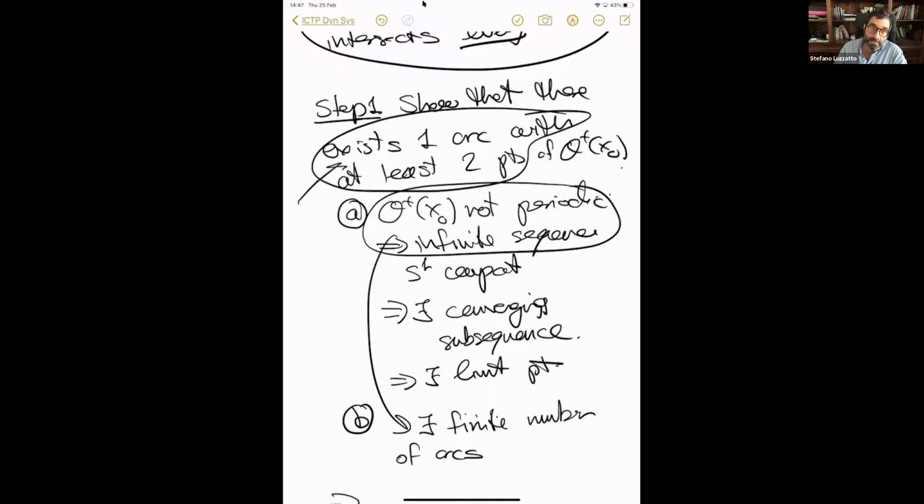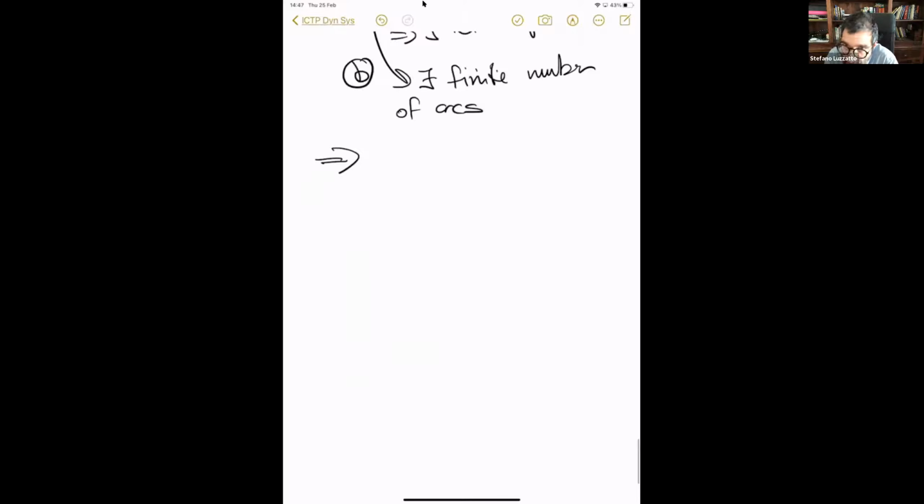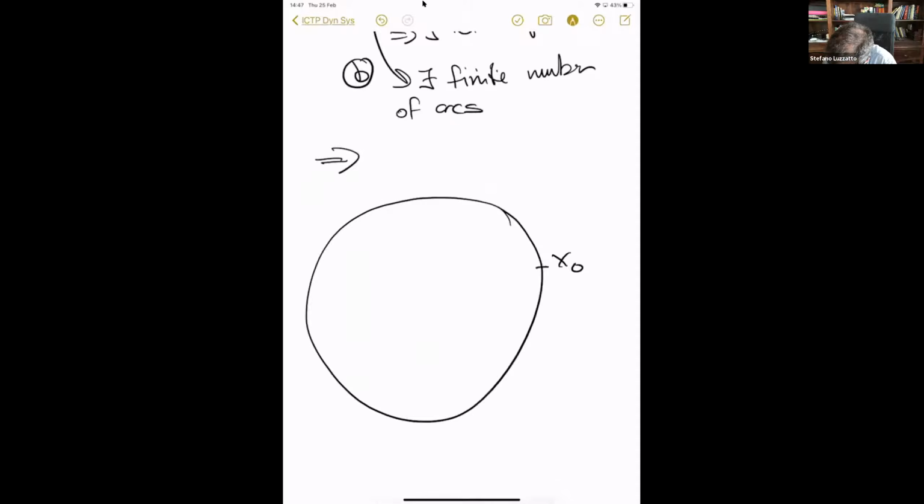And why is that interesting? Why is that useful? Because that means that if this is x naught, we have here.